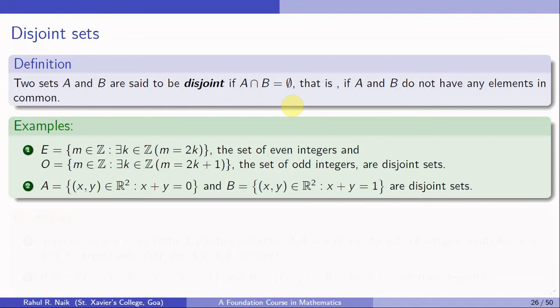So here's a question for you. Suppose m and n are distinct positive integers. If A and B are sets of integral multiples of m and n respectively, then are A and B disjoint?